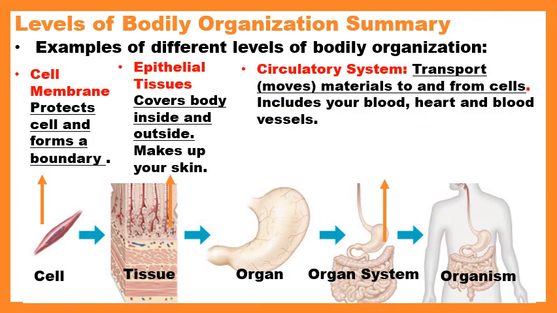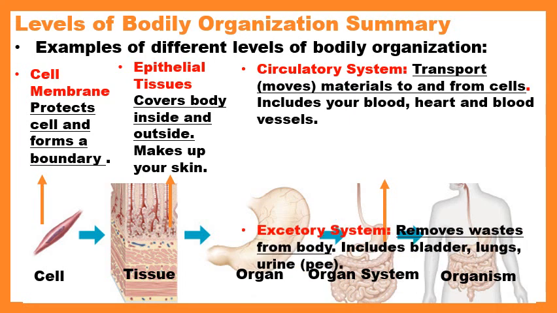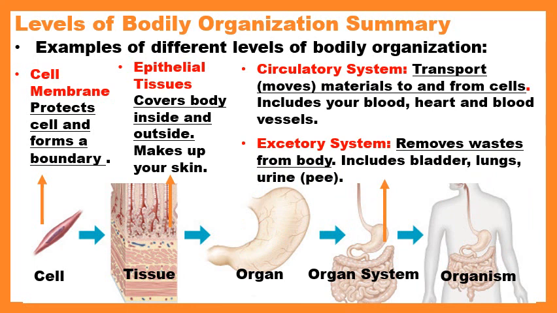So an example of an organ system is the circulatory system, which is going to transport or move materials to and from cells. And this includes your blood, your heart, and your blood vessels. So in each organ system, you're going to have a group of organs that are working together for the same goal. The goal of the circulatory system is to transport materials to and from your cells and all around your body. Another famous organ system is the excretory system, and it removes waste from your body.